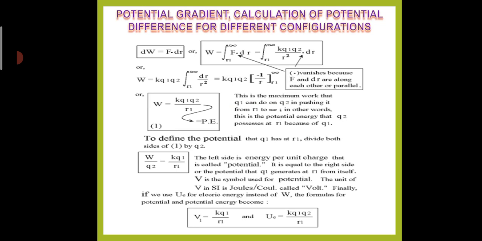Now, to define the potential that q1 has at r1, divide both sides by q2. So W by q2 equal to k q1 q2 divided by q2 into r1, so W by q2 equal to k q1 divided by r1. The left side, energy per unit charge, is called potential. It is equal to the right side, the potential that q1 generates at r1 from itself. V is the symbol used for potential. The unit of V in SI units is joules per coulomb, or we can say volt. Finally, if we use U for electric energy instead of W, the formulas for potential and potential energy become V1 equal to k Q1 divided by R1 and U equal to k Q1 Q2 divided by R1.